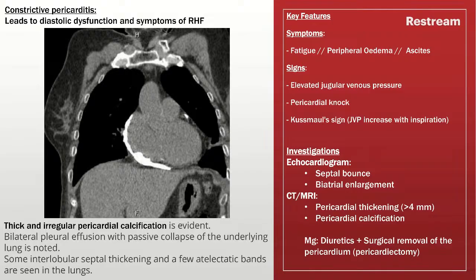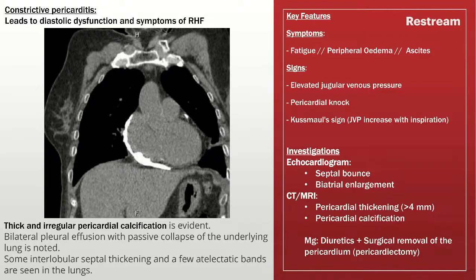If you look at this CT here, which is the gold standard in diagnosing constrictive pericarditis, you can see there's some pericardial thickening. You can see some hyperattenuation of the pericardium here. There's some extra calcification here on the left hand side of the image, the right side of the heart.